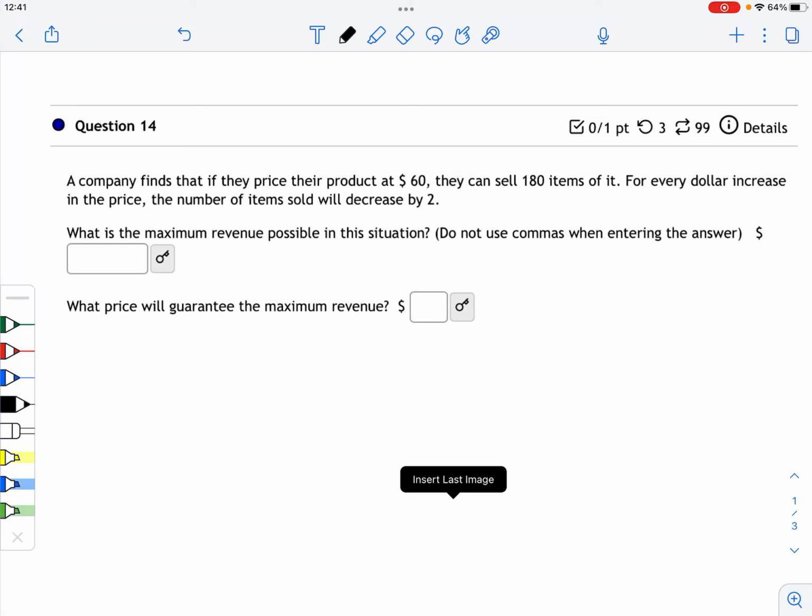So here's a little video for some examples from section 9.6. I had some questions on it, so let's go over a few of these. Number 14 looks like this.